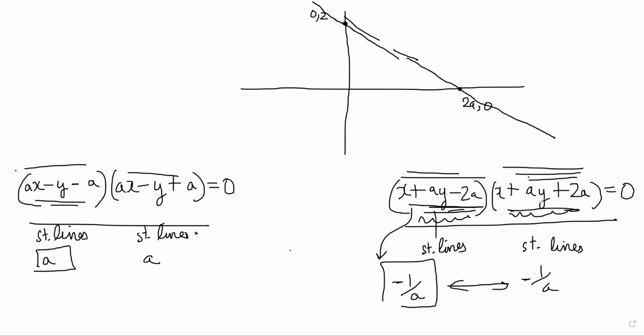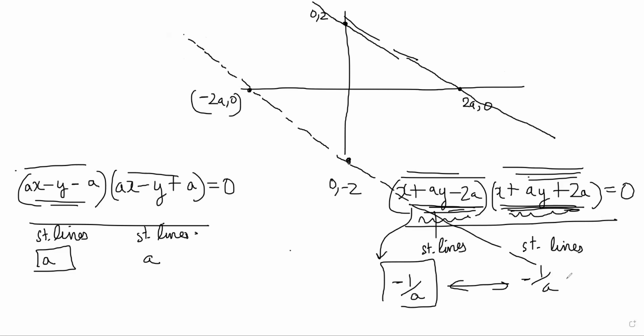Let's see 1 point on it. If x is 0, y is equal to minus 2, right? So it will be somewhere here, 0 comma minus 2. And when y is 0, you'll get x is minus 2a, right? So you'll get a line like this, which is parallel. This is minus 2a comma 0. These two lines are parallel to each other, and we have drawn the graph.